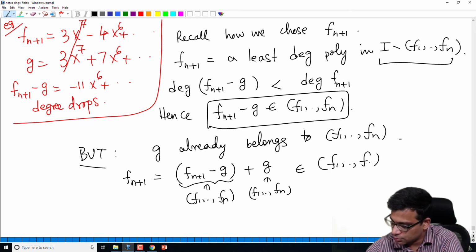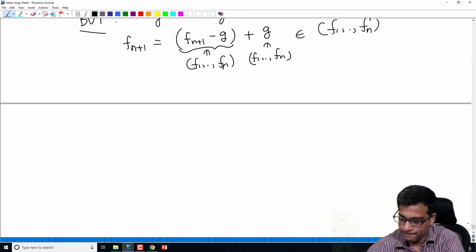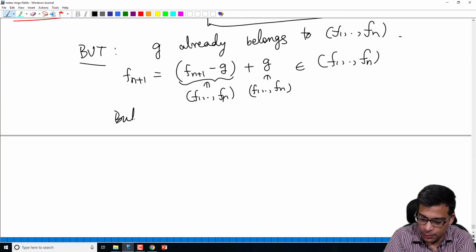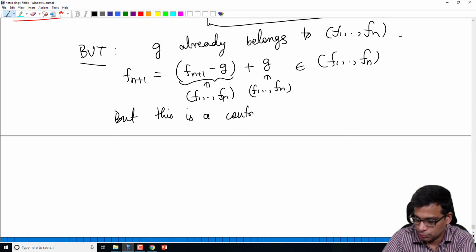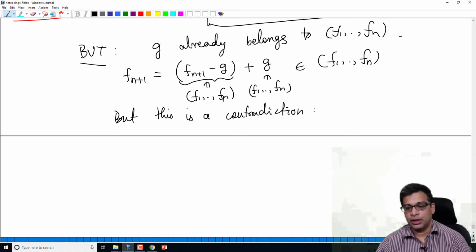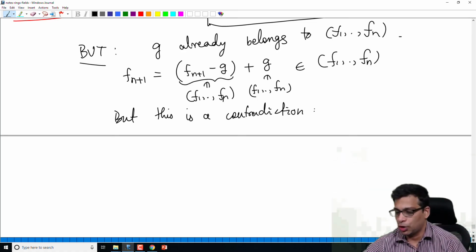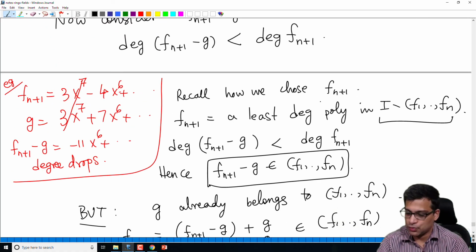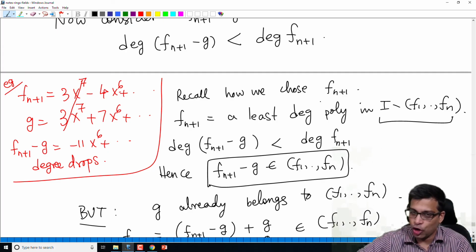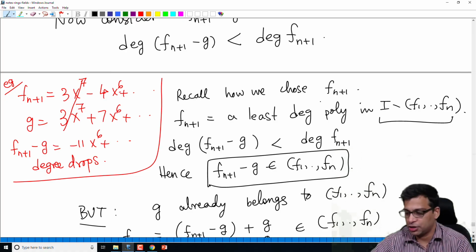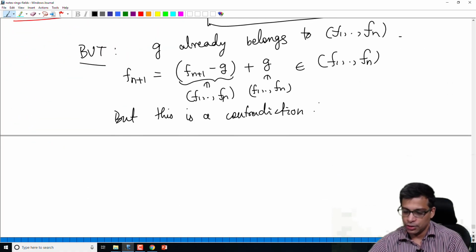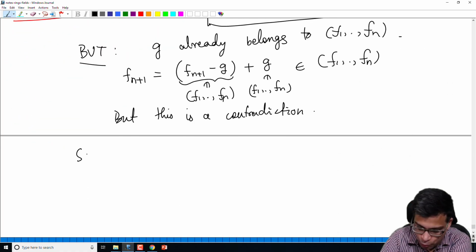But this is a contradiction, because if fn+1 belongs to this, we would not choose this. fn+1 is chosen to be a least degree element in the complement. In particular, by definition, it doesn't belong to (f1 through fn). So this is a contradiction. So the proof is complete.